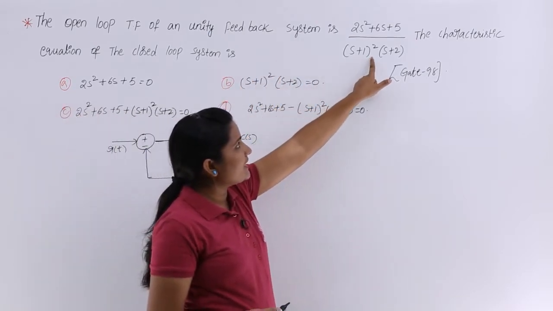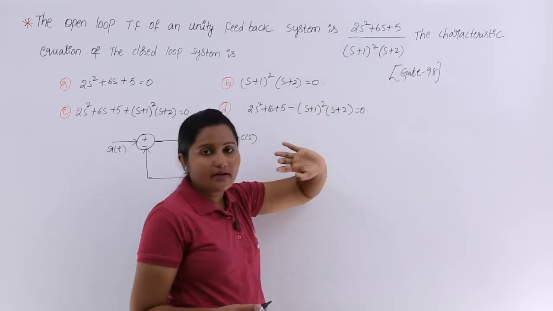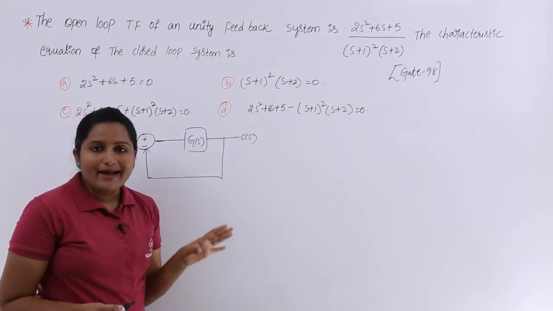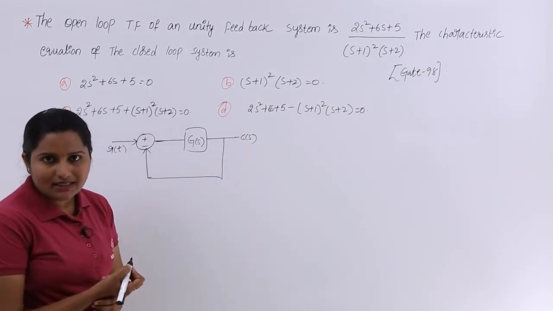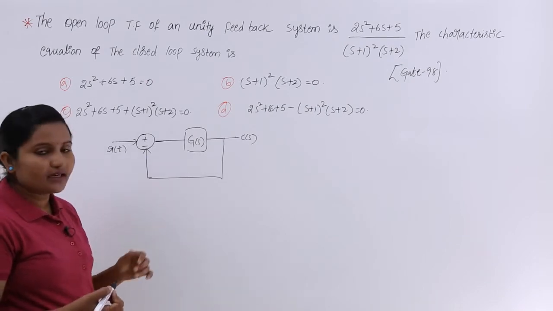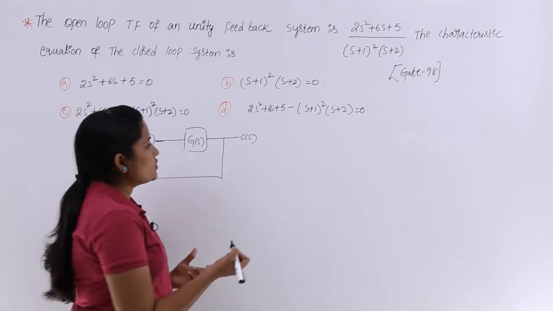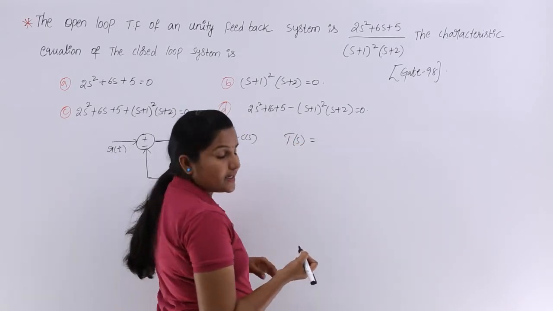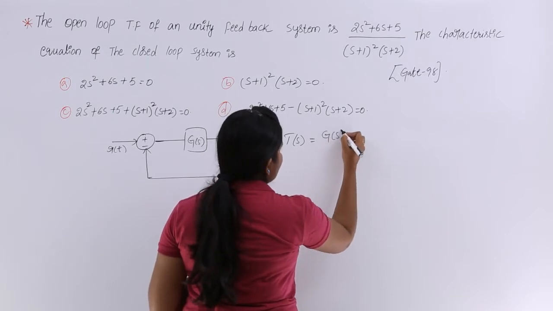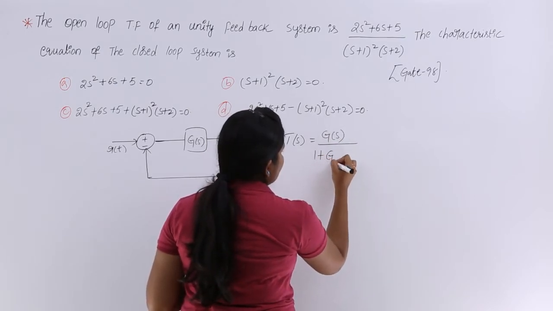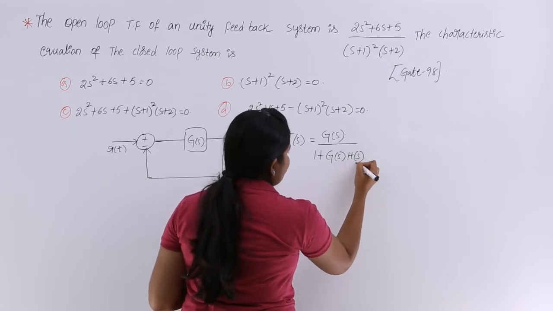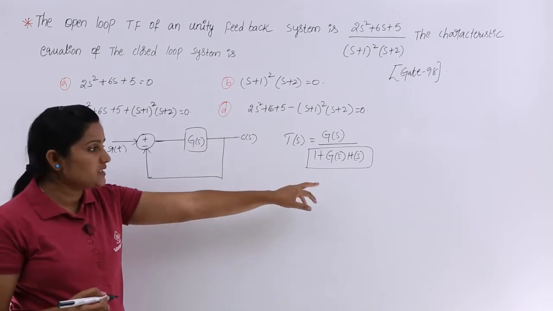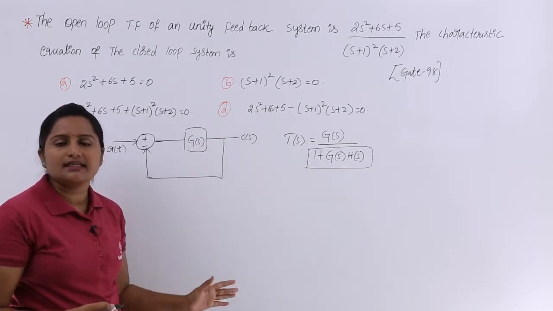That G of S they gave as (2s square plus 6s plus 5) divided by (s plus 1) whole square into (s plus 2). Now by this we need to find the characteristic equation of the system. We already had a problem related to this. The transfer function of a negative unity feedback system with open loop gain G of S is G of S by 1 plus G of S into H of S. The denominator of this closed loop transfer function indicates the characteristic equation of the system.